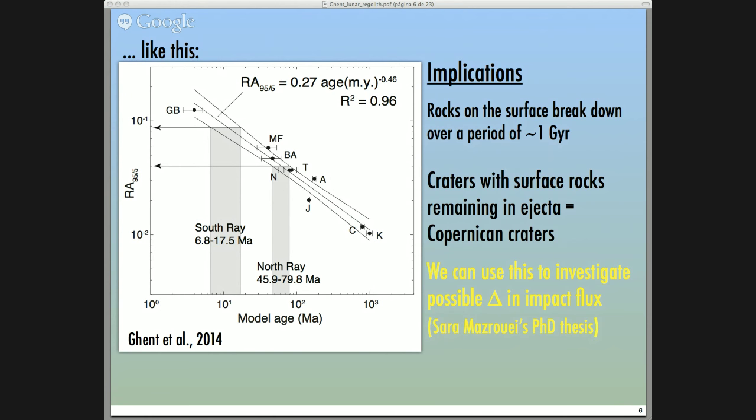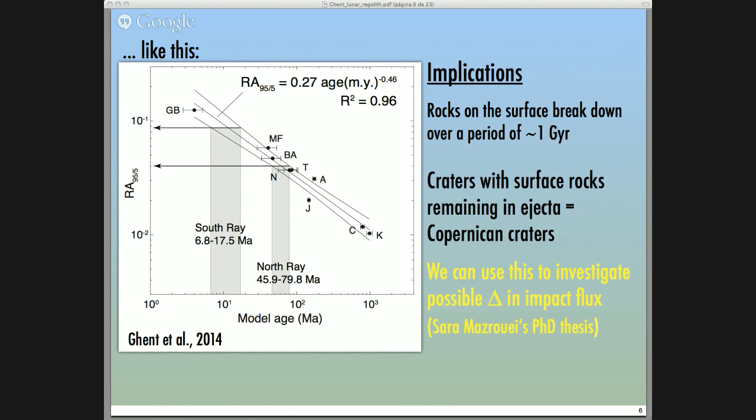So we found this relationship where we could actually, if you can measure the rock abundance, which we can, with Diviner, around a particular impact crater, you can actually date it based on the rock abundance using this relationship. And so this is kind of a new, interesting technique where you can actually use the thermal data to measure or estimate the age of a particular impact crater.